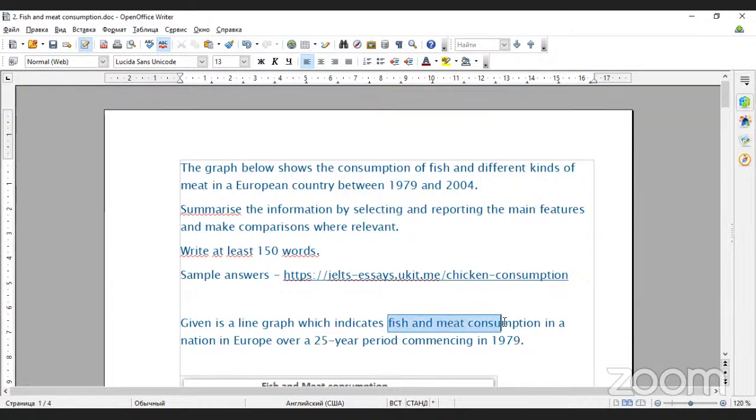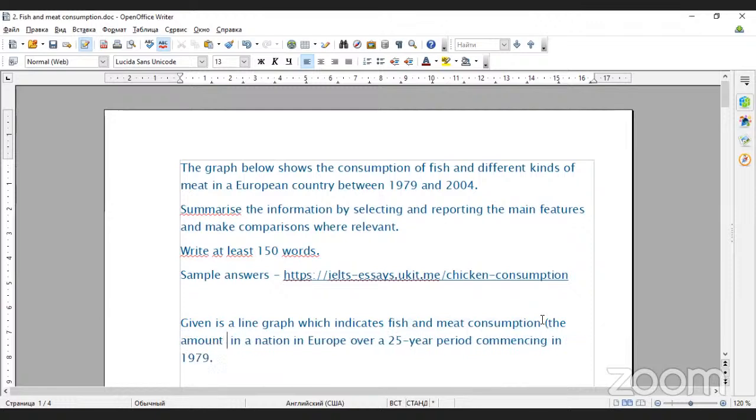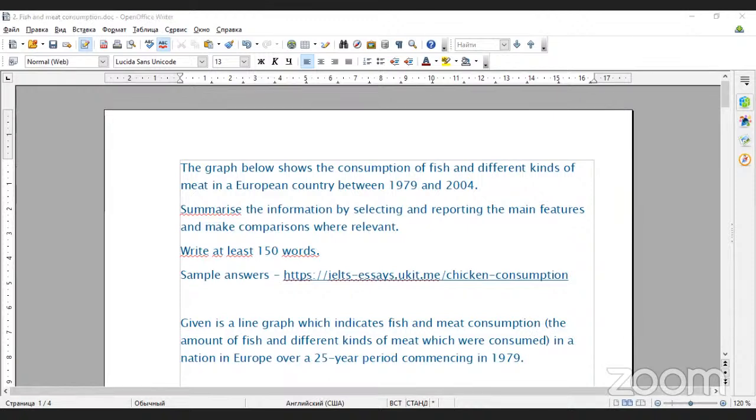Instead of fish and meat consumption, you can also write the amount of fish and different kinds of meat, or fish and meat which were consumed, just another way, in a nation here. So I would paraphrase it like this. As for the years, it's like over a blah blah blah period commencing in, and the first year.